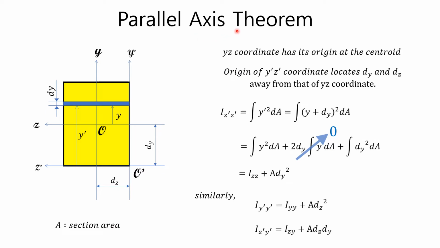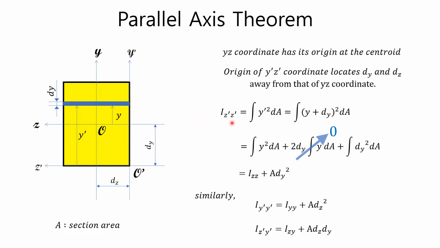Parallel axis theorem is very useful to calculate the second moment of area. I will show the derivation of parallel axis theorem. Here we have two coordinate systems, yz and yz prime. They are parallel to each other. The yz coordinate has its origin at the centroid. The origin of yz prime is located dy and dz away from that of the yz coordinate.